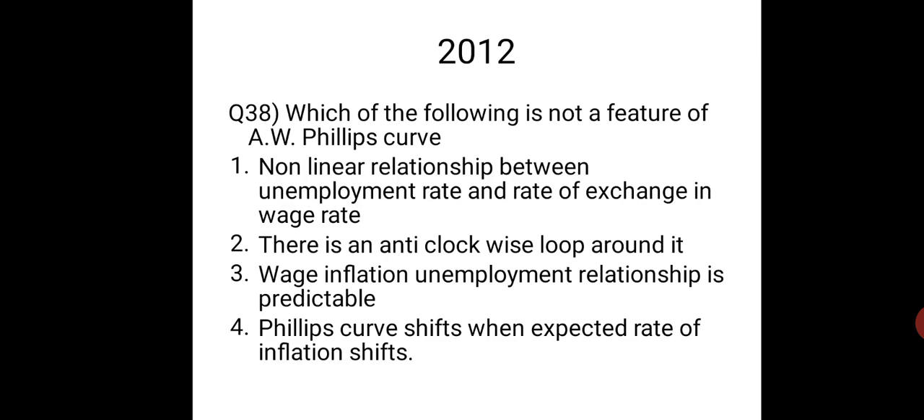That is why a loop is forming, right? Phillips curve shifts when expected rate of inflation shifts. As inflation goes up, Phillips curve will also go upward, right? So there is a loop. That is why there is a clockwise loop happening for AW Phillips curve. So the answer will be 2.